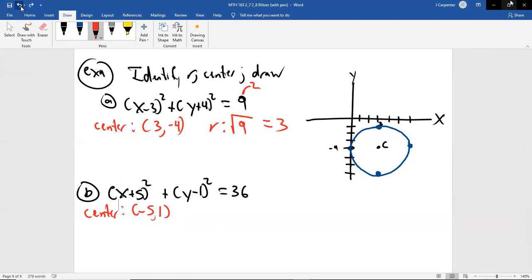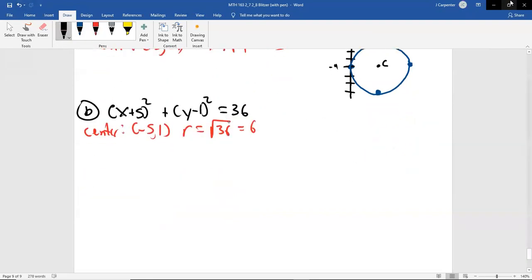All right, then the radius. So this is the r squared, which is 36. So we take the square root of 36, and that's just 6. Again, not a plus or minus because you can't have a negative radius. Geometrically, that doesn't make sense. And then we can just draw this up.